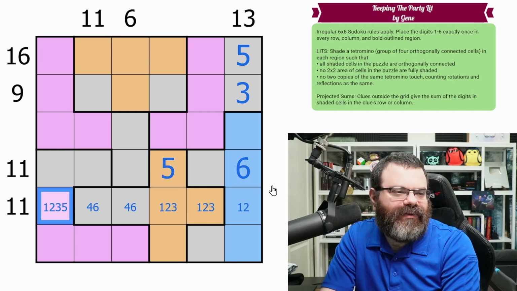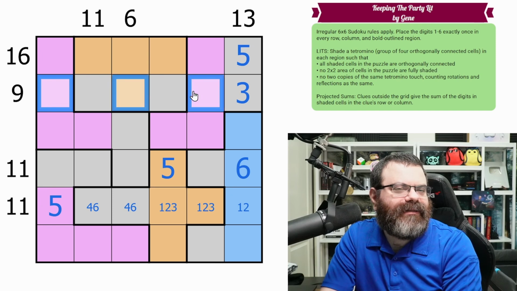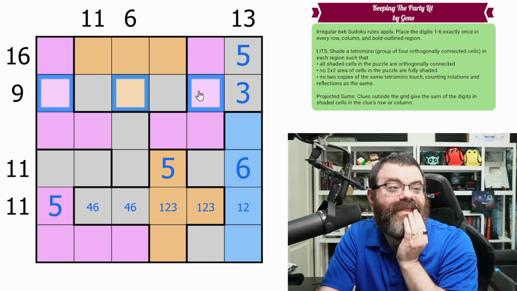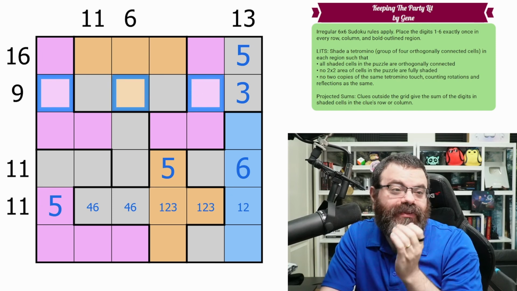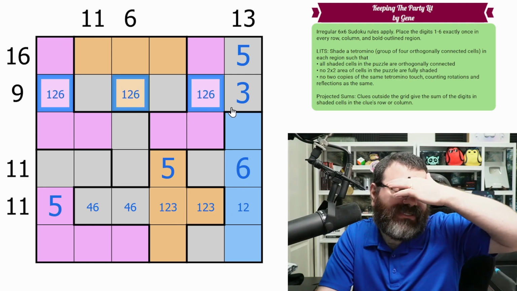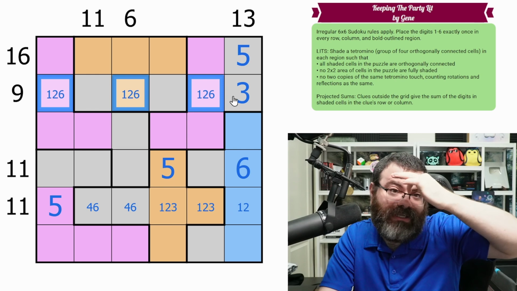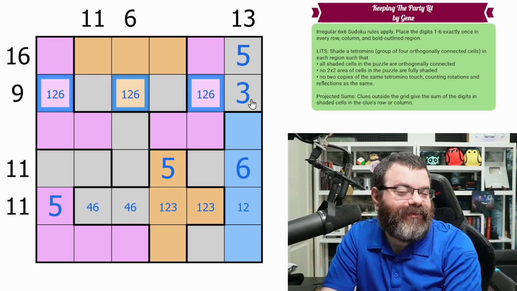All right, 5 in this row can only go here now. These add to 9 without a 3. So we can't be 2, 3, 4. So we have to include a 1. And then now we need 2 cells that add to 8, and we can't do 3, 5, so we're going to do 2, 6. So this has to be 1, 2, 6. Yeah, a 9 in 3, missing the 3, has to be 1, 2, 6. Because it can't be 1, 3, 5, and it can't be 2, 3, 4.